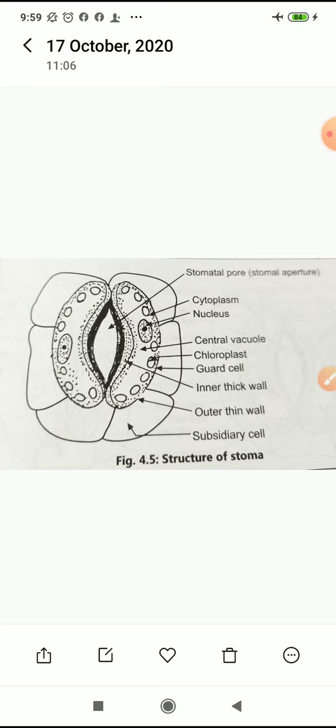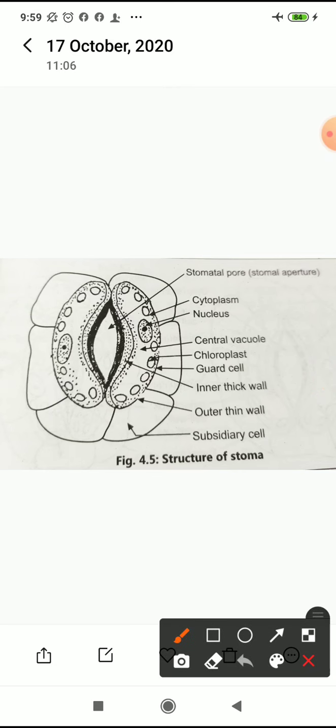takes place. Actually, in this figure we can see the structure of stomata, where there are two guard cells, this one and another, these two guard cells which have a kidney shape, and the surrounding cells are called the subsidiary cells. These are the subsidiary cells.